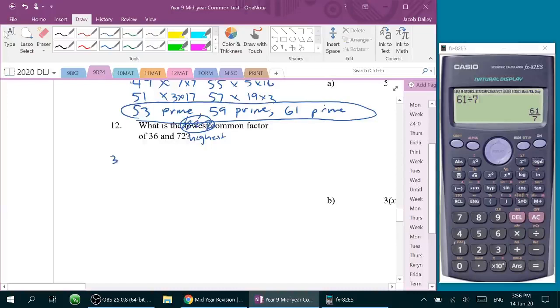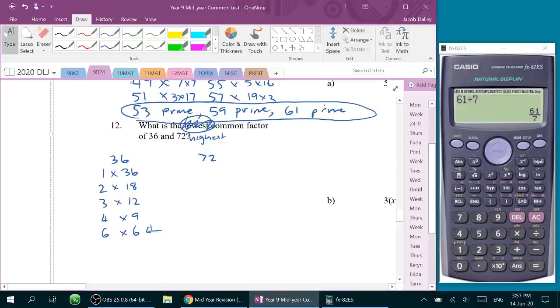So for 36 and 72, what are our factors? Well, we can go 1 times 36, 2 times 18, 3 times 12, can we do 4? 4 times 9, can't do 5 times anything because it doesn't end in a 5 or a 0, so our last one is 6 times 6. And once you get to a point where both of them are the same, you've actually listed all the factors. So that's all the factors of 36.